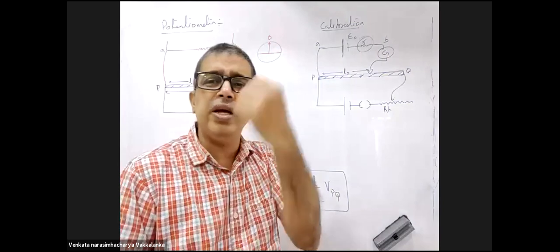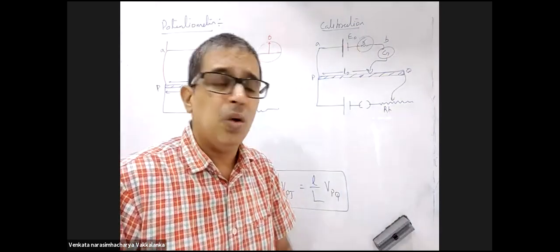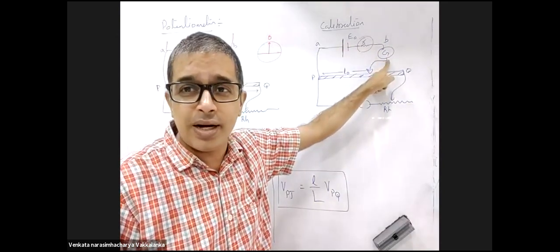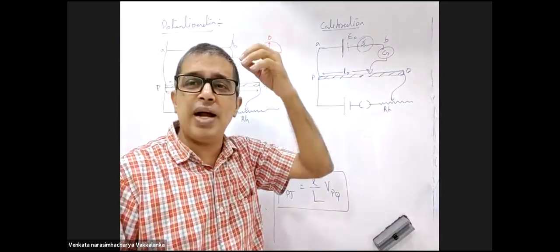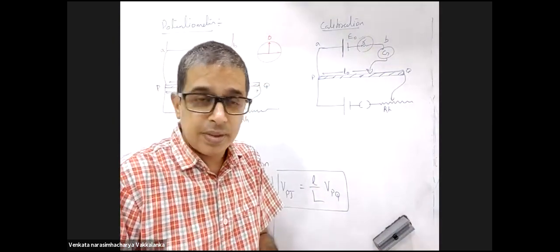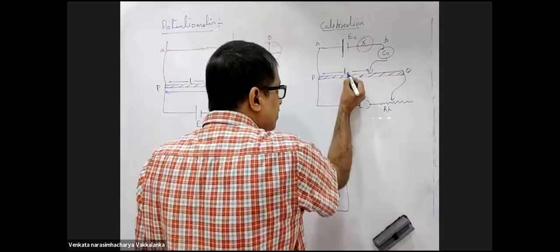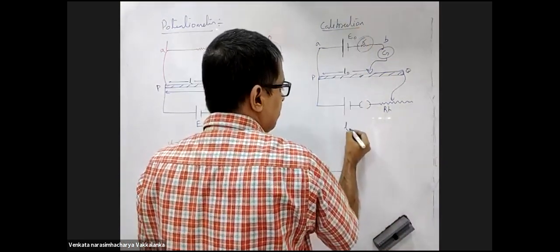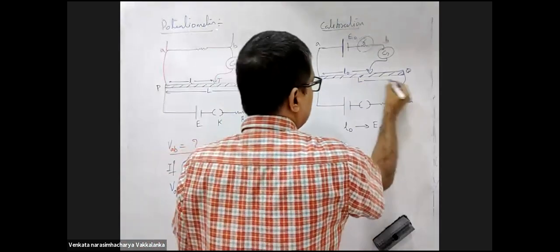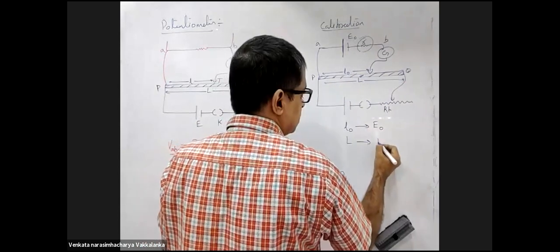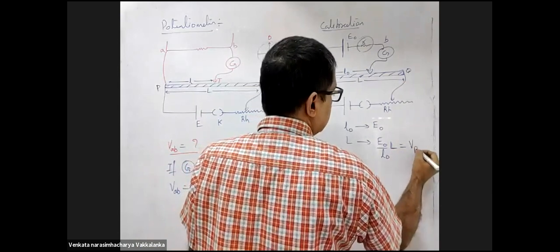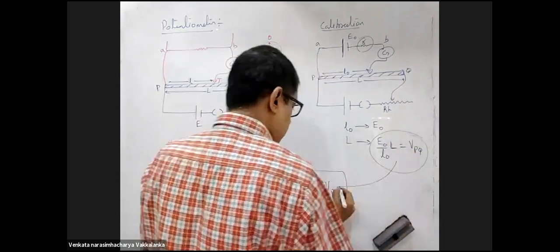Internal resistance can be anything, it will not make a difference to me. Why? Because you found out the balancing length. No current. So internal resistance of the battery makes no difference for me. They are fooling around when they give you that value. Now, for this length, I know what the EMF is. L0 corresponds to E0. Capital L corresponds to how much? E0 by L0 into capital L will be the potential difference across PQ.